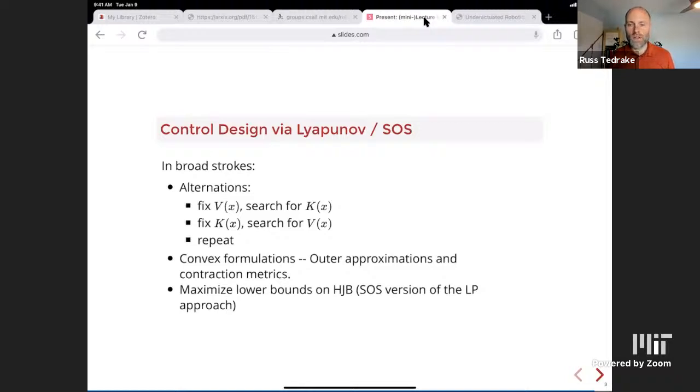So where does sums of squares land for you guys? Is this a cool new trick? I'll never use it again. Is it, I should change my research direction to do only this? Where are you guys landing? Hopefully somewhere in the middle of this. That's fair. That's kind of expected, I guess.